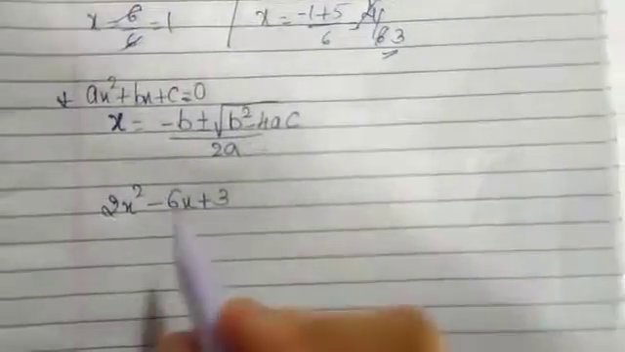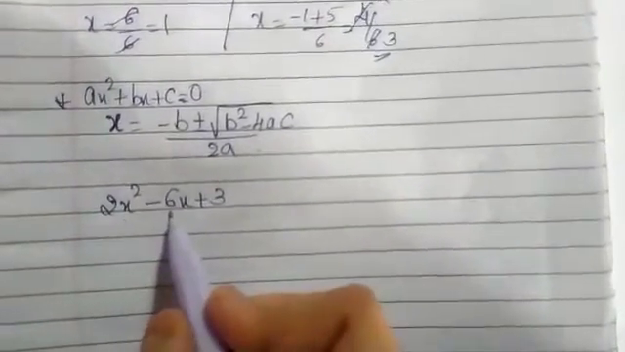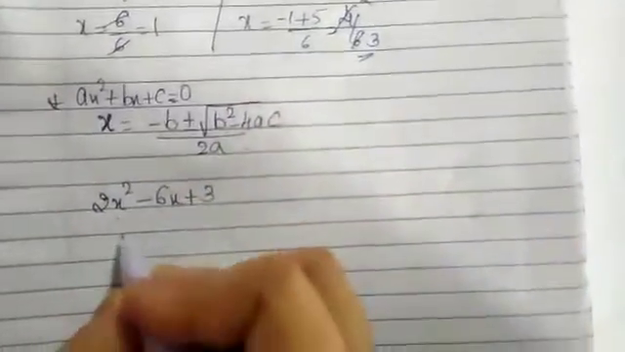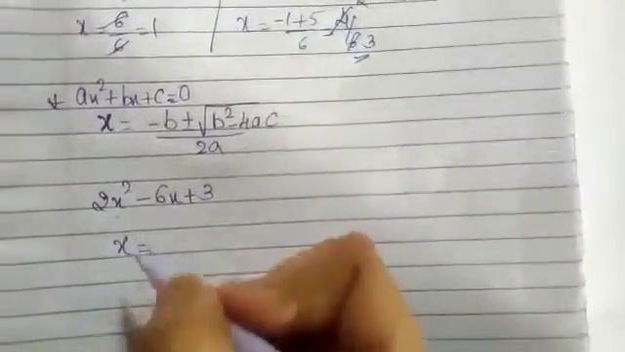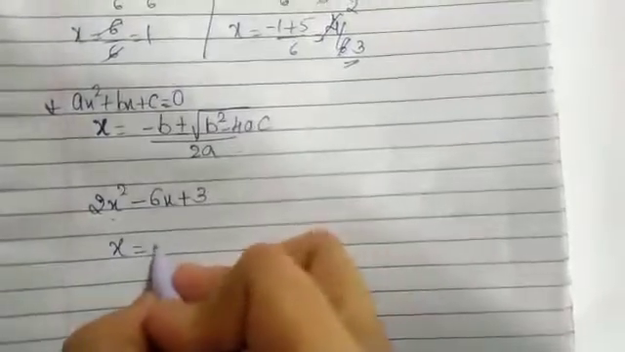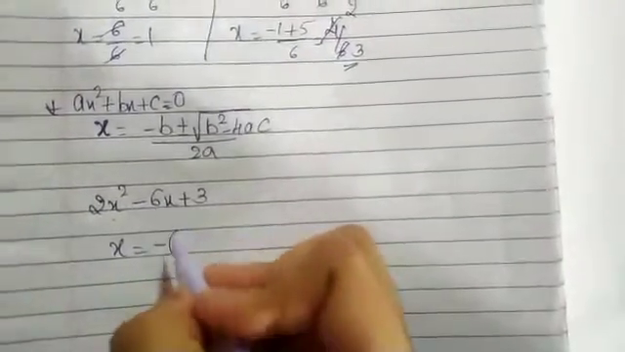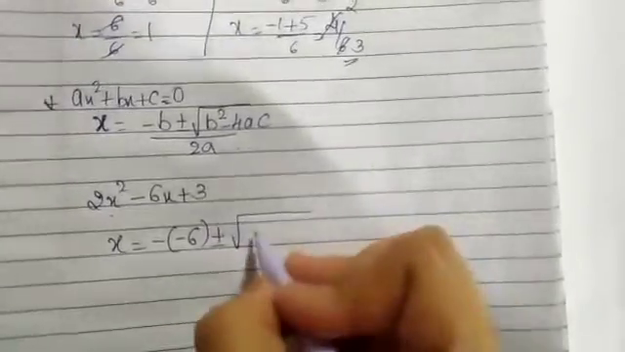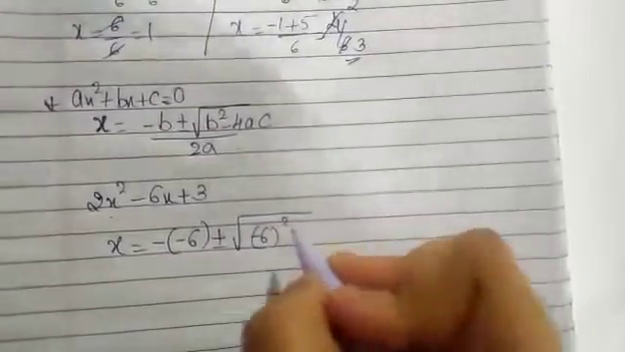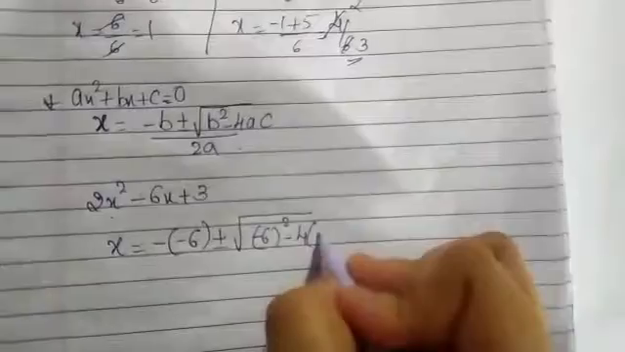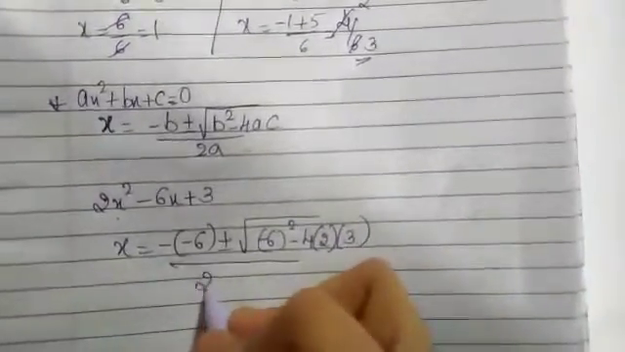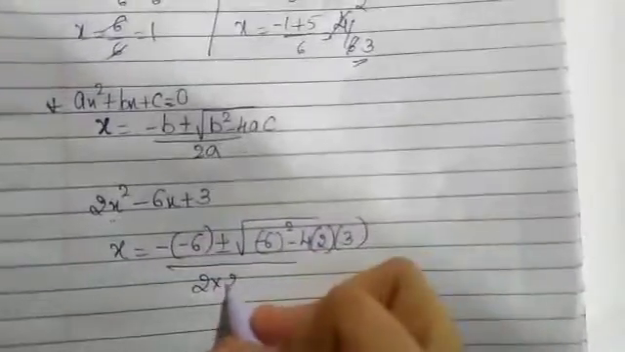So here I have taken the example 2x square minus 6x plus 3. In that, if I want to find the x value, that is the roots of the given quadratic equation, means x equals minus b plus or minus square root of b square minus 4 into 2 into 3, divided by 2 into a, means 2 here. Here b is minus 6.